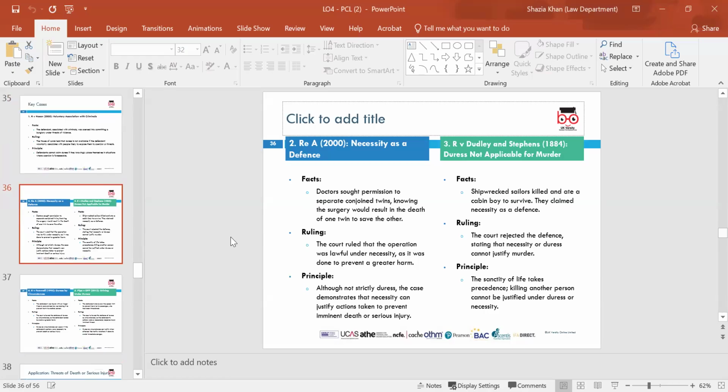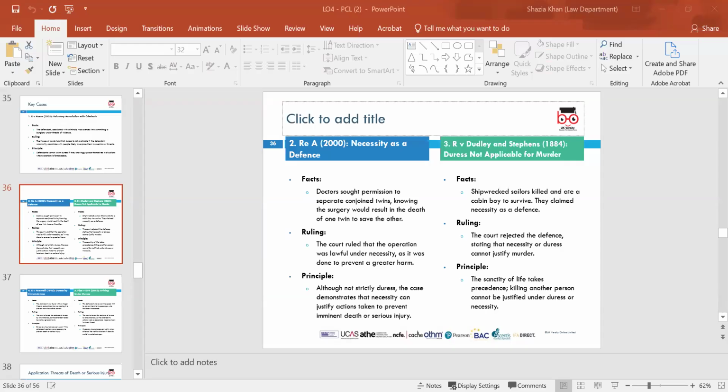Another popular case is the case of Re A 2000, necessity as a defence. In this case, the legal principle of necessity was applied as a defence allowing for surgical separation of conjoined twins, even though it would result in the death of one twin, as it was considered the lesser of two evils to save the life of the stronger twin, justifying the action as medically necessary to prevent greater harm. Essentially, it established that necessity can be a defence in extreme situations like this, even though it involves the taking of a life.